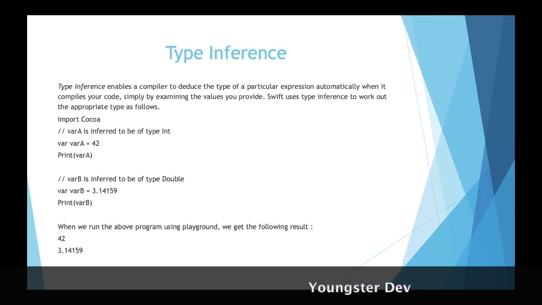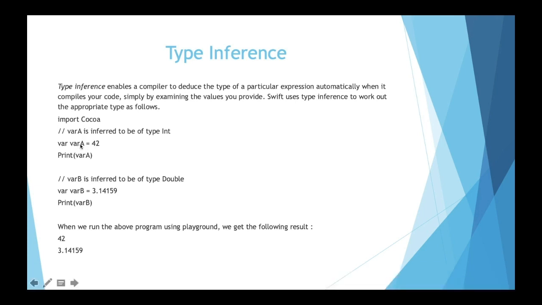Next we have type inference. What does type inference mean? It basically enables a compiler to detect the type of a particular expression automatically. If I am declaring a variable and initializing some value in it, like an integer value, the compiler will automatically detect that it is integer type, right? In this case I'm initializing a double value, so it will be inferred to be type double. So this is type inference in Swift. This is also a plus point of the Swift language.